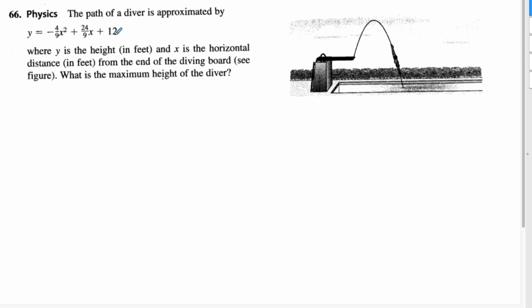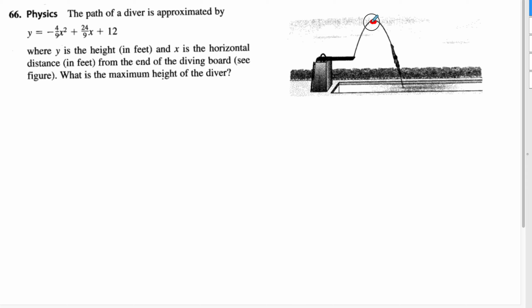Okay, the path of the diver is approximated by, hey, that's kind of looking sucky, doesn't it? Where y is the height in feet and x is the horizontal distance in feet from the end of the diving board. So you want to make sure that's not 0, because otherwise you go up and down right into the diving board. So what is the maximum height of the diver? So if you're looking at this is a quadratic, right? Which means the maximum height is right here.